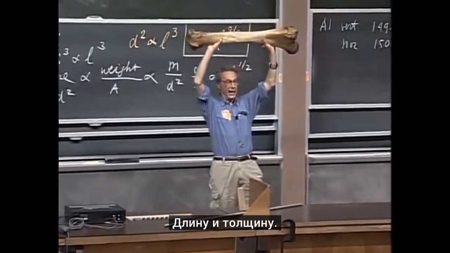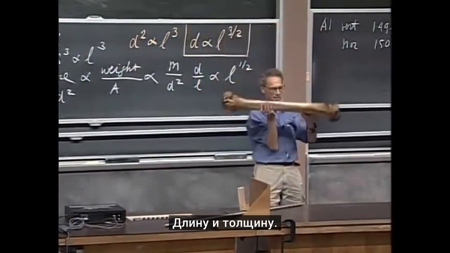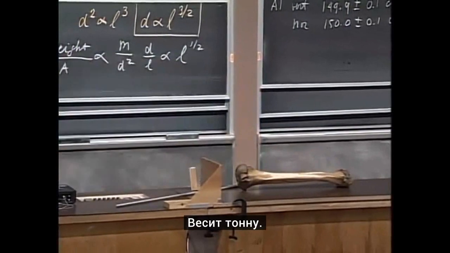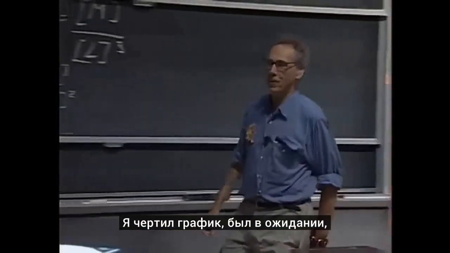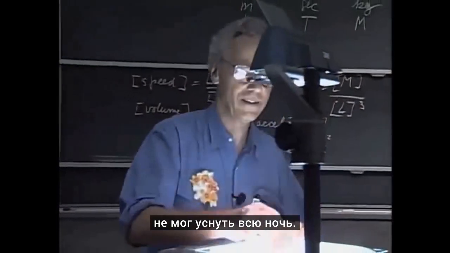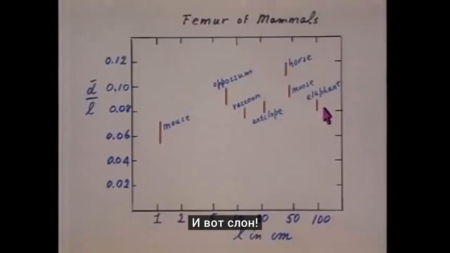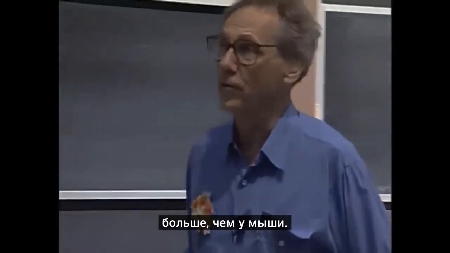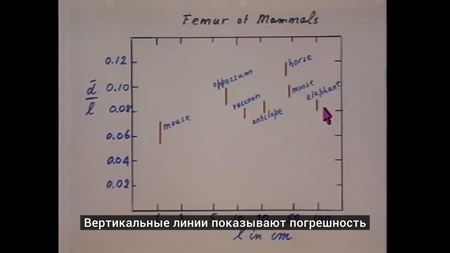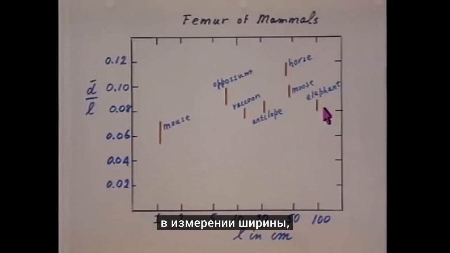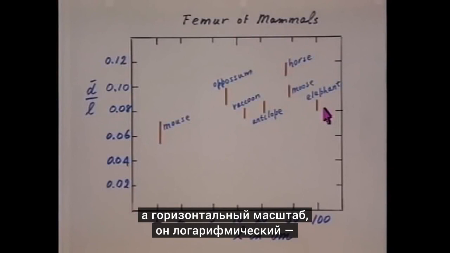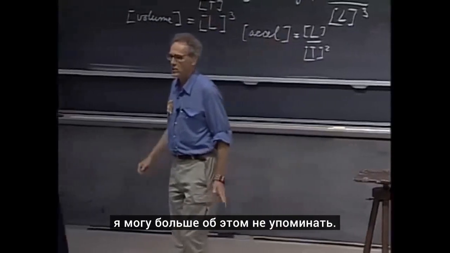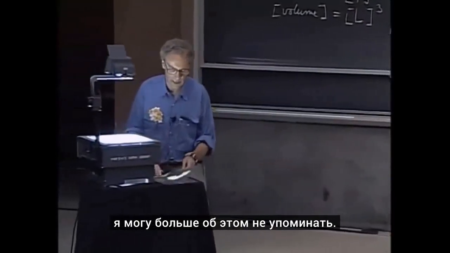And I measured it, the length and the thickness. And it is very heavy. It weighs a ton. I plotted it. I was full of expectation. I couldn't sleep all night. And there's the elephant. There is no evidence whatsoever that d over L is really larger for the elephant than for the mouse. These vertical bars indicate my uncertainty in measurements of thickness, and on the horizontal scale, which is a logarithmic scale, the uncertainty of the length measurements is in the thickness of the red pen, so there's no need for me to indicate that any further.